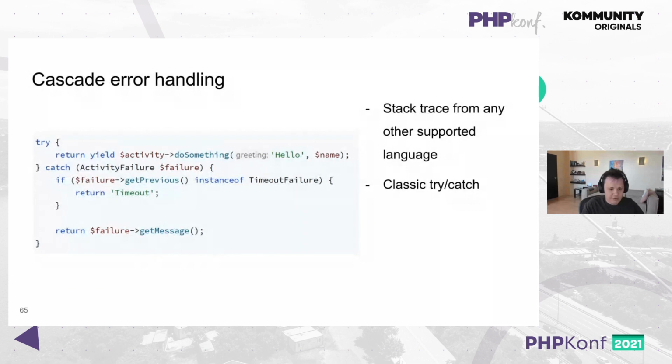You also have cascade error handling, so you can use classical try-catch. You can catch timeouts, failures, you can understand and read the stack traces. What we built inside is the ability to actually glue the stack traces from different languages. So if you have a workflow in Java, which executes a workflow in PHP, which calls an activity in Golang, you will see the full stack trace from all the languages with all the files involved in the error.